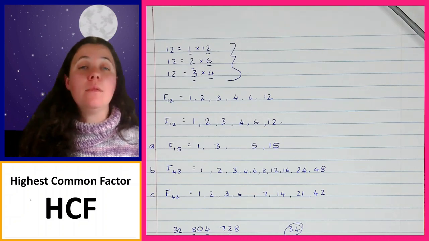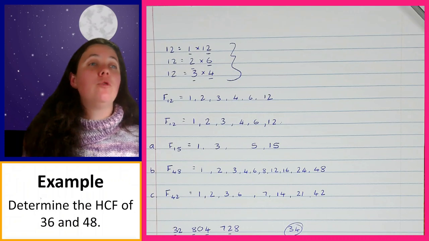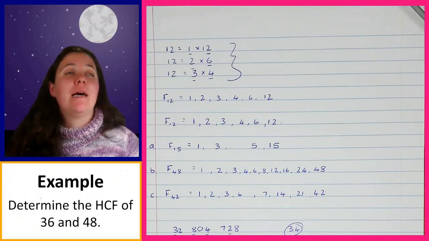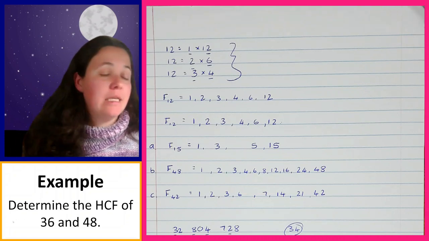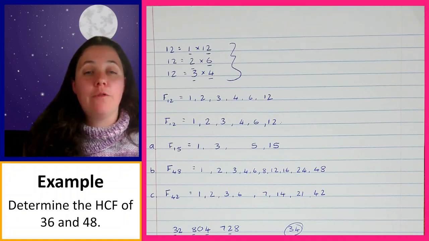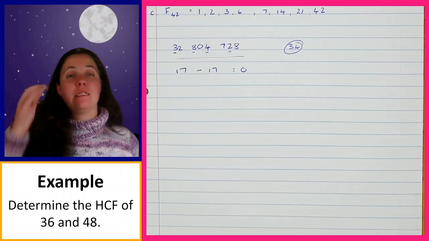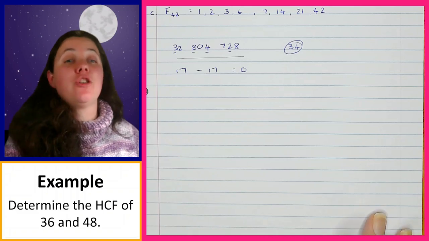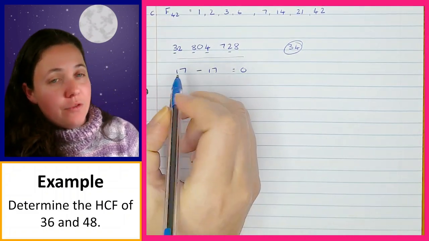Okay, so what we're going to do is look at an example where we're going to determine the highest common factor, or the HCF, of 36 and 48. Now, in order to do that, the first thing I have to do is determine all the factors of 36 and 48. I can't determine the common factors or the highest common factor if I don't know what the factors are to start off with. So I first need to find out the factors of 36 and 48.